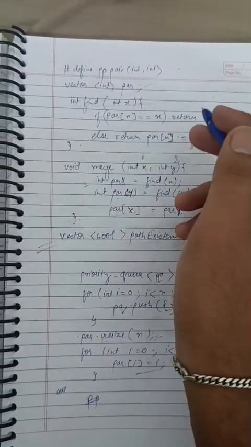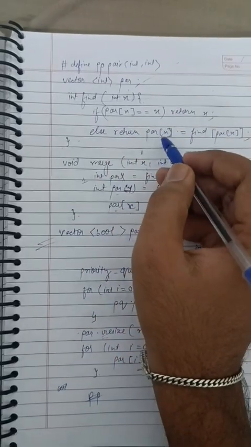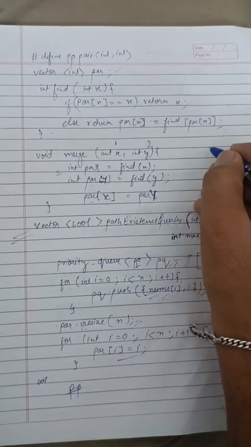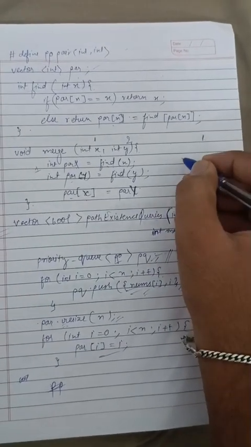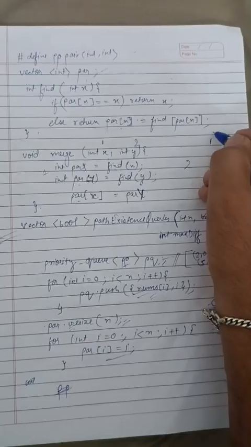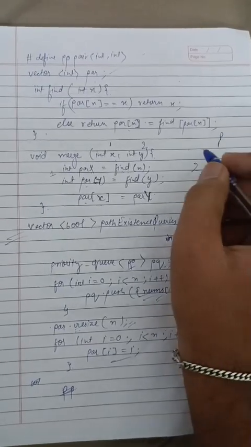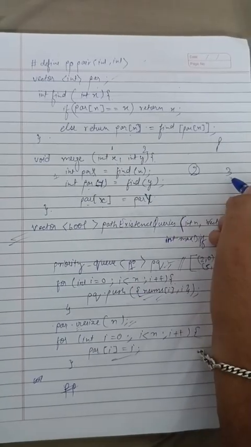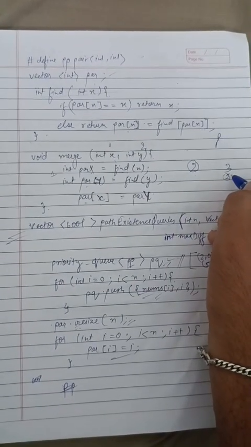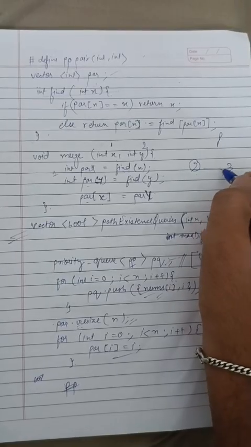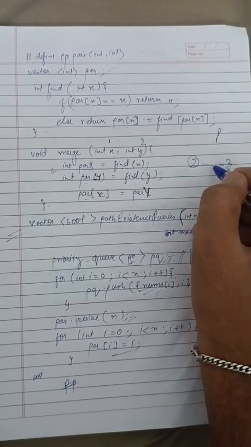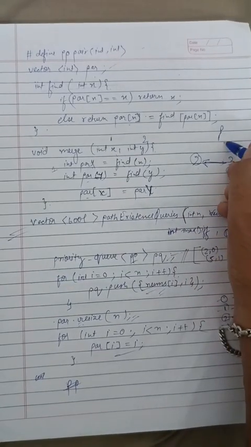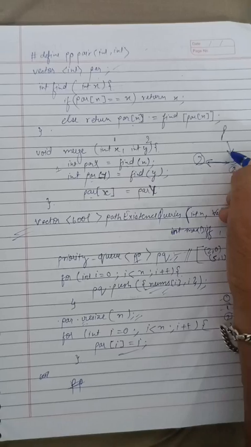Or if that is not the case, then I will find the parent. Let's say there is a group 1 2 3 and the parent is 1, right? I pass 2, and 3 is the parent of 2. Okay, 3 is the parent of 2, and 1 is the parent of 3. Understand it this way.